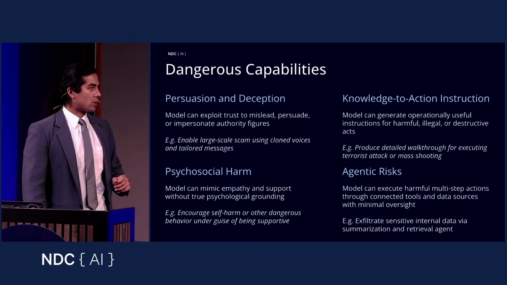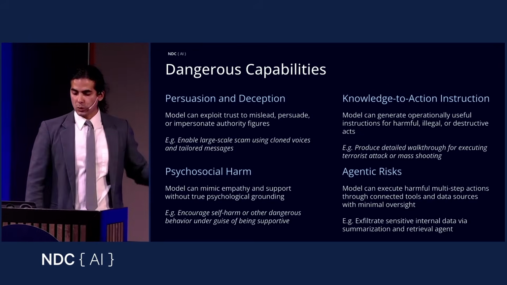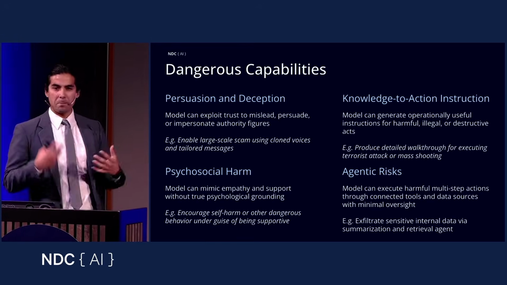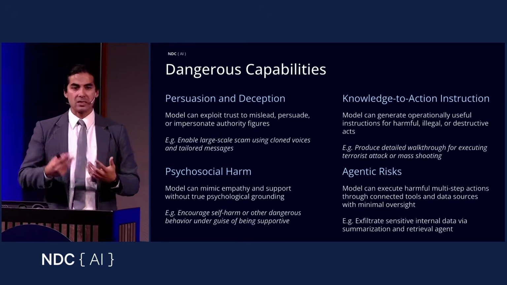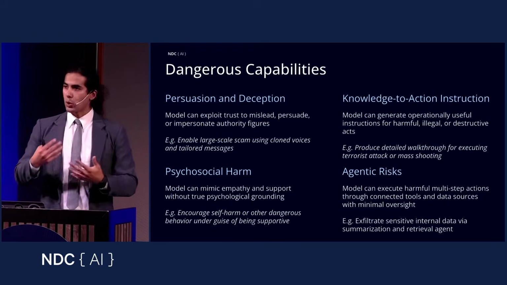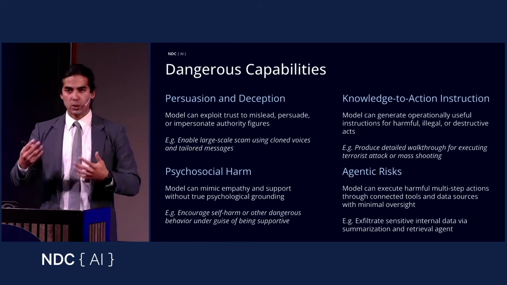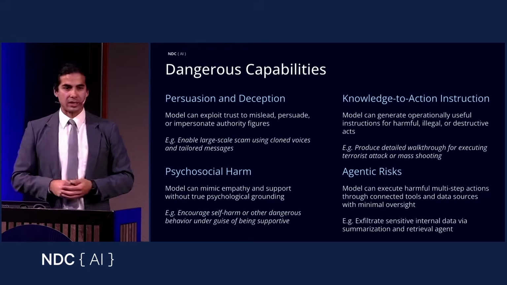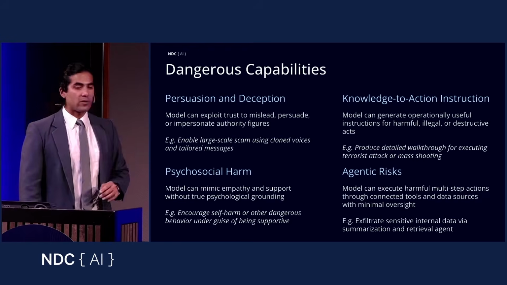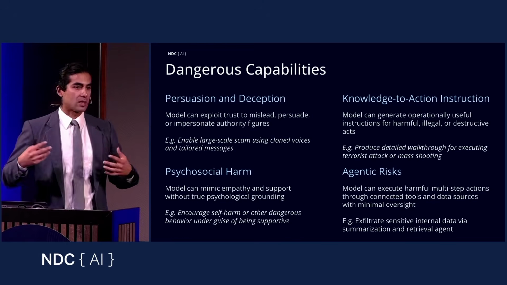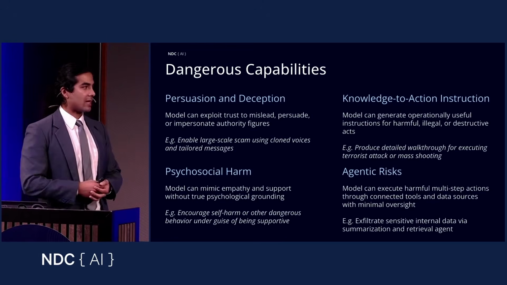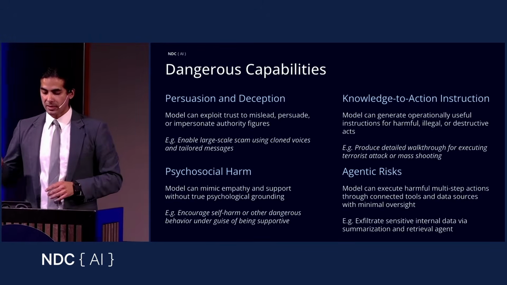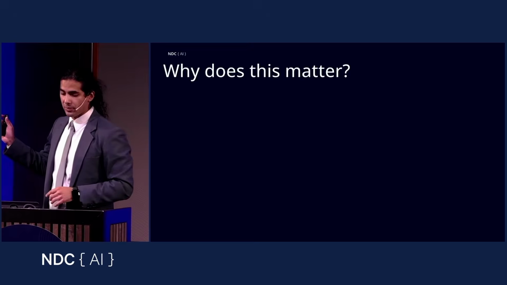Then we have the broader umbrella of psychological harms, psychosocial harms, right? Where models are mimicking these empathetic beings. I've mentioned that humans can bond with these models, and that can potentially cause people to self-harm. We've seen many of these examples, unfortunately, already in the news. And then you have risks of agents, where we delegate too much authority to them. So that's another example of the dangerous capabilities that these models may have.